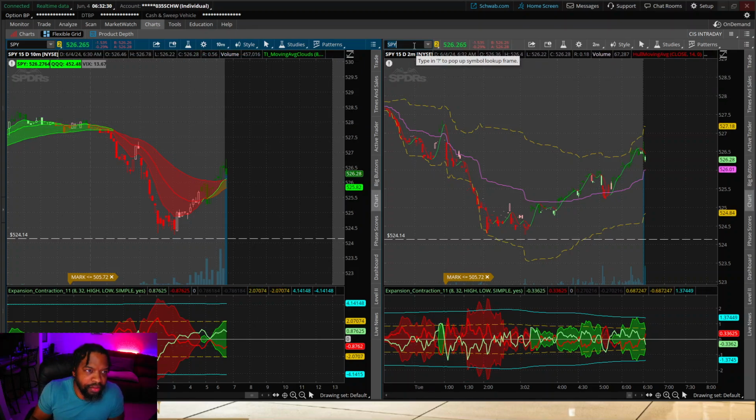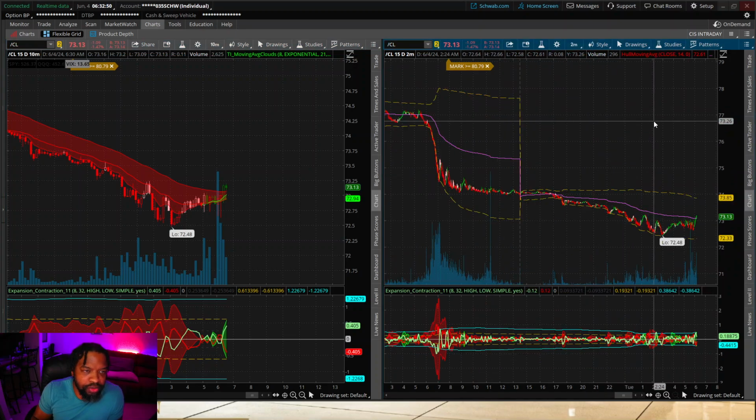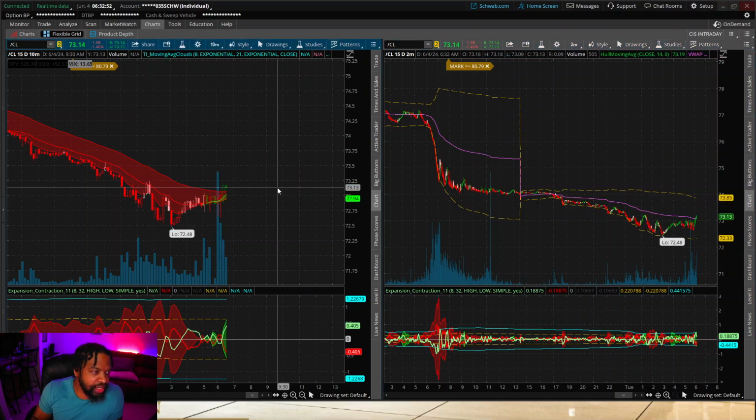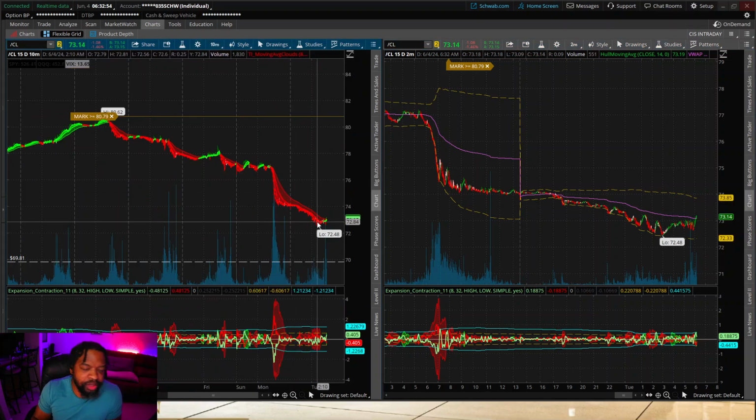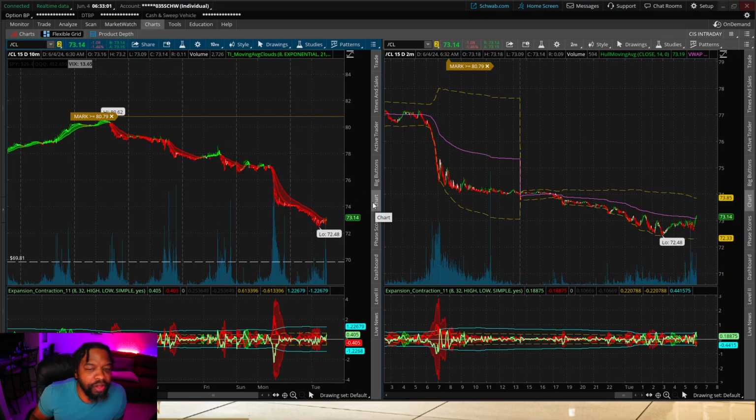We also have CL, light sweet crude. Light sweet crude has some momentum building to the upside, and it just crossed fair value. Now we have it marked up, but I just like to know what the oil market's doing, because it's not necessarily directly correlated to the Qs or the SPY. Something to know, right?